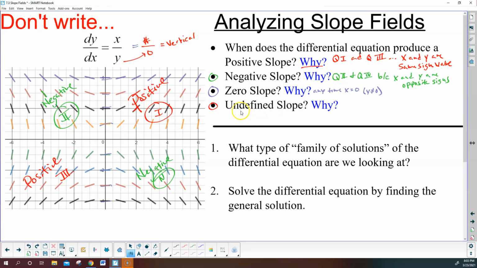All right, but why, or I should say where, do we have undefined slopes? Anytime y is equal to 0, and then the answer is why is that true? Because we cannot divide by 0.